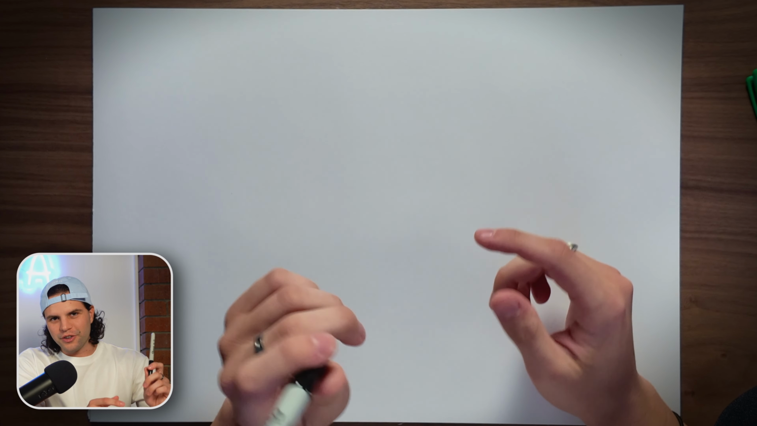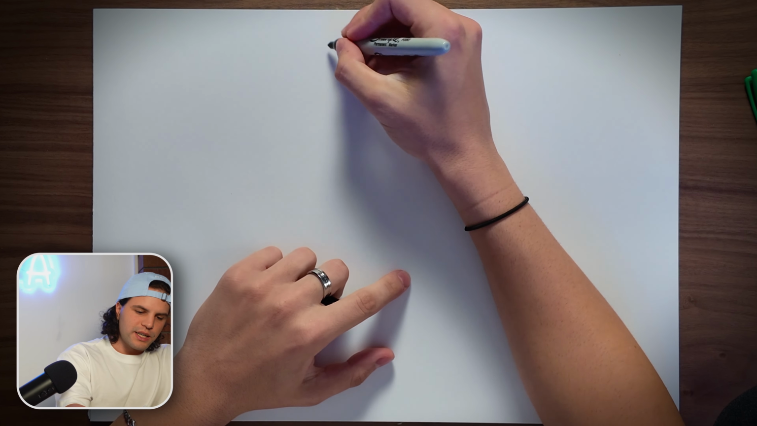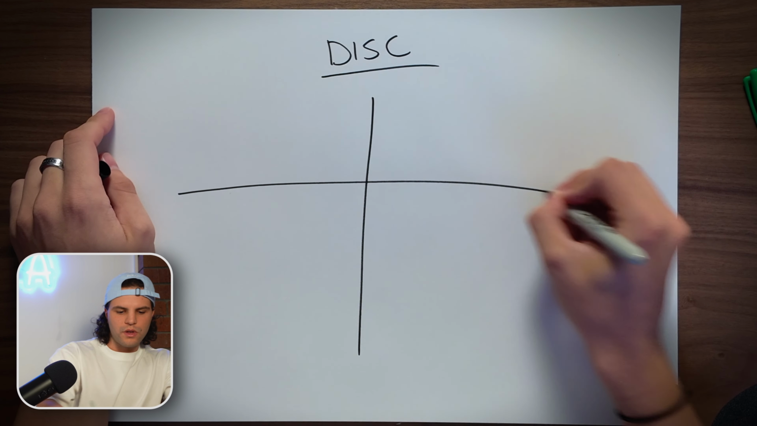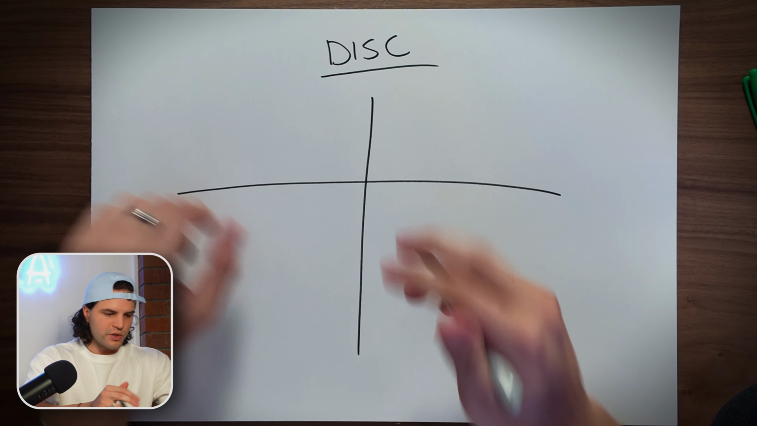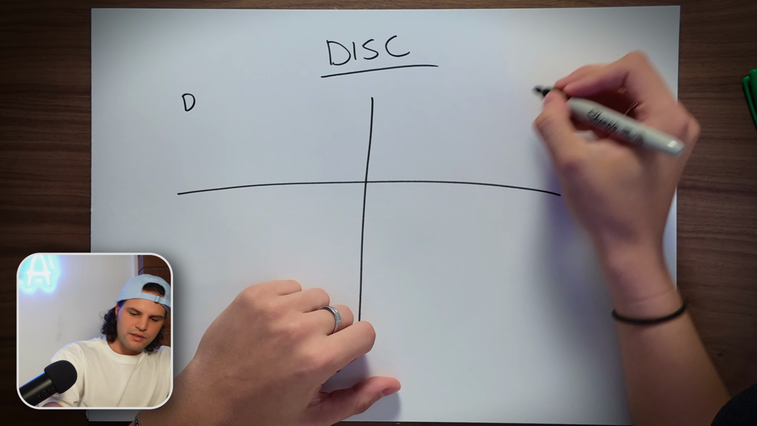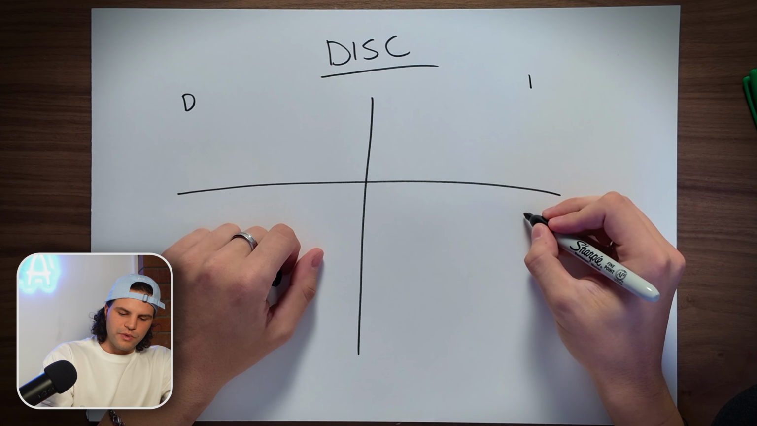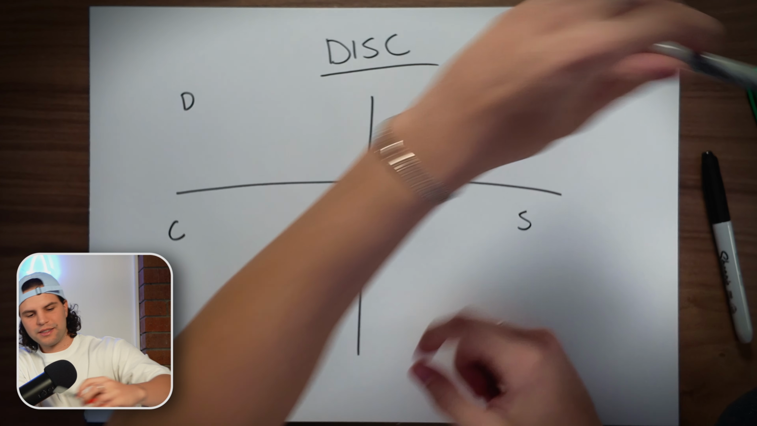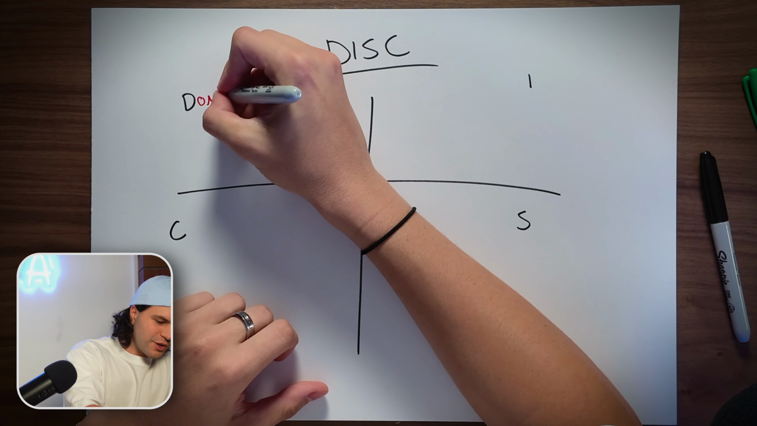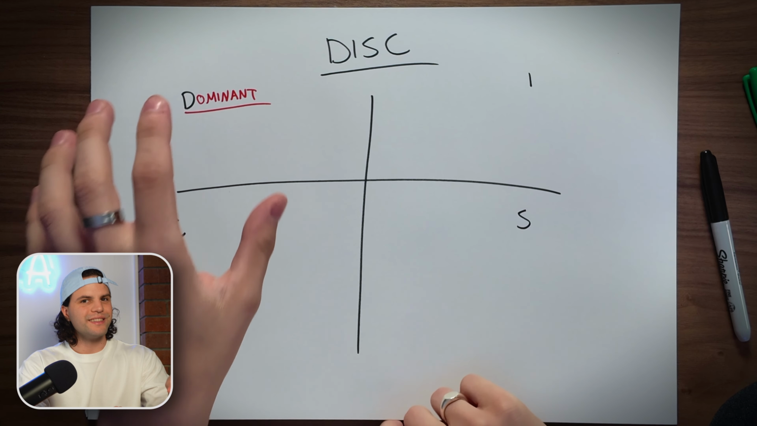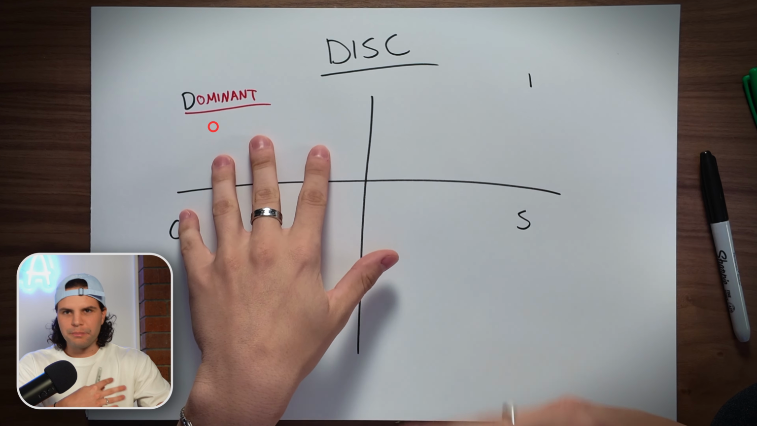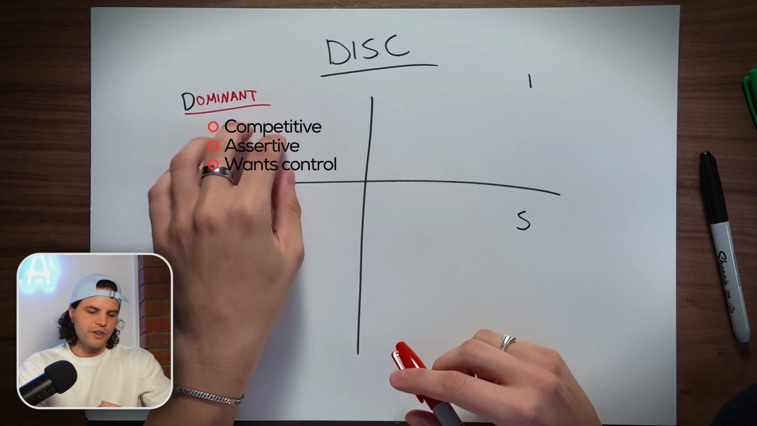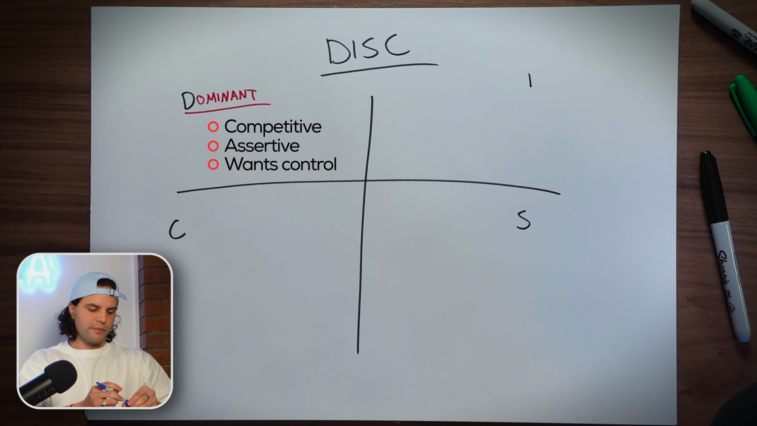So here's the framework for footballers, right? I want you guys to picture a graph just like this, with 4 different quadrants. On the top, we've got D, then we've got I, then we've got S, and then we've got C. Now, D stands for dominant. These are your dominant players. So players in this quadrant, these are the players that are competitive, assertive, the players that want control, right? Very big characters. On the other side of them, we have I.